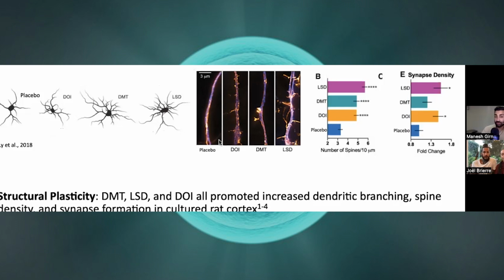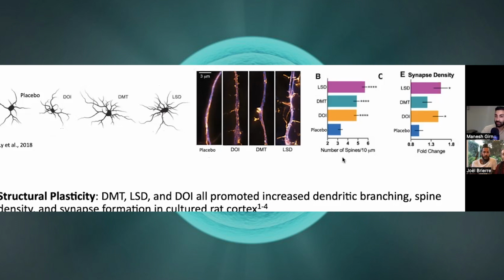And in the middle here is an actual image of the neurons. You can see this is presumably the axon of it, or, no, it's more likely a dendrite. This is a dendrite. And here with DOI, you see some protrusions coming out and these little orange dots or spines, so areas where other neurons can connect to. You get more with DMT, and you get a lot more with LSD as well.